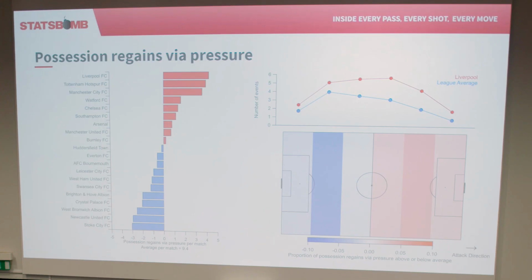We've got Stoke at the bottom again. Stoke are just quite passive, basically, in terms of their defending through all these metrics, and you've got your Crystal Palace and your West Brom, they're quite low down the list again.